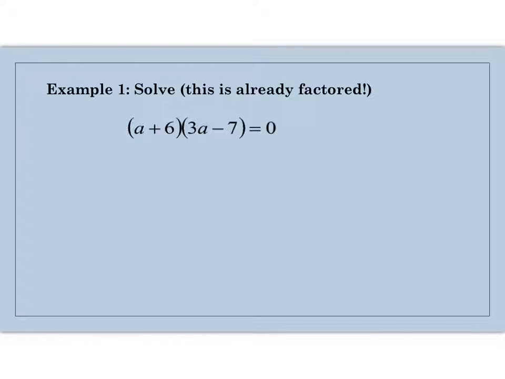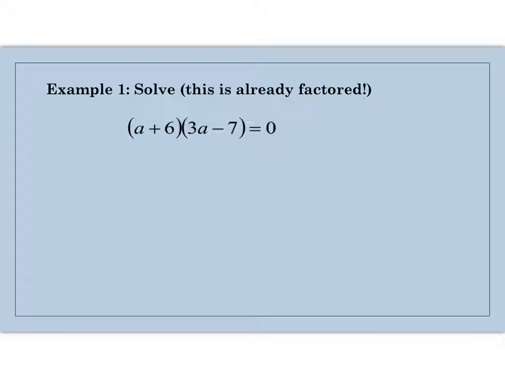So let's check out example 1. This one is already factored. I can tell because I have two sets of parentheses here. Here's my first factor, a plus 6. Here's the second factor, which is 3a minus 7. And those are both set equal to 0. So I know if these two things multiplied together equal 0, that means one of them has to equal 0.